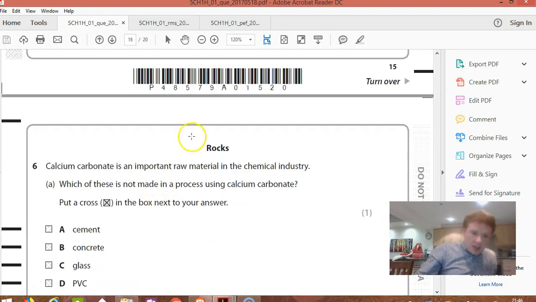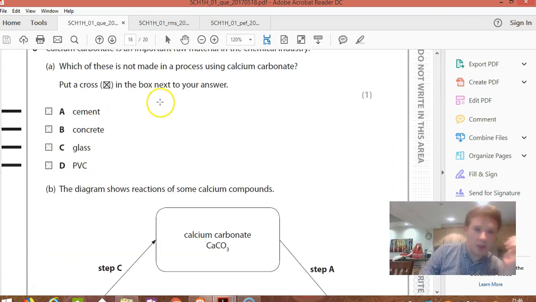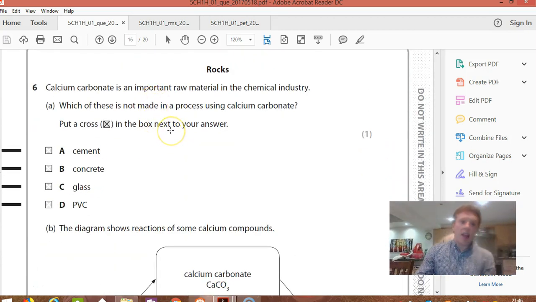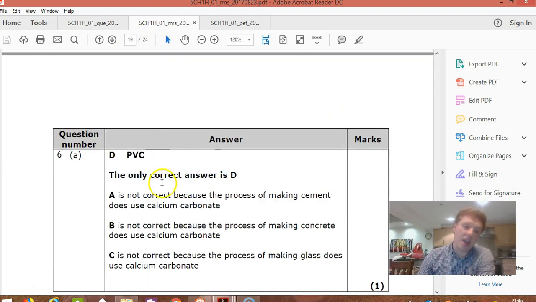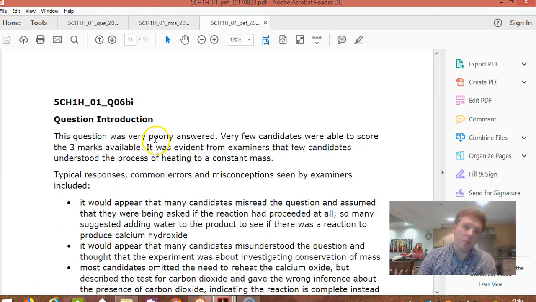Right, let's move on to the last question. Question 6. Rocks. Calcium carbonate is an important raw material in the chemical industry. Which of those is not made in the process using calcium carbonate? Is it A, cement, B, concrete, C, glass, or D, PVC? The answer is PVC. Probably no examiner's notes for that.